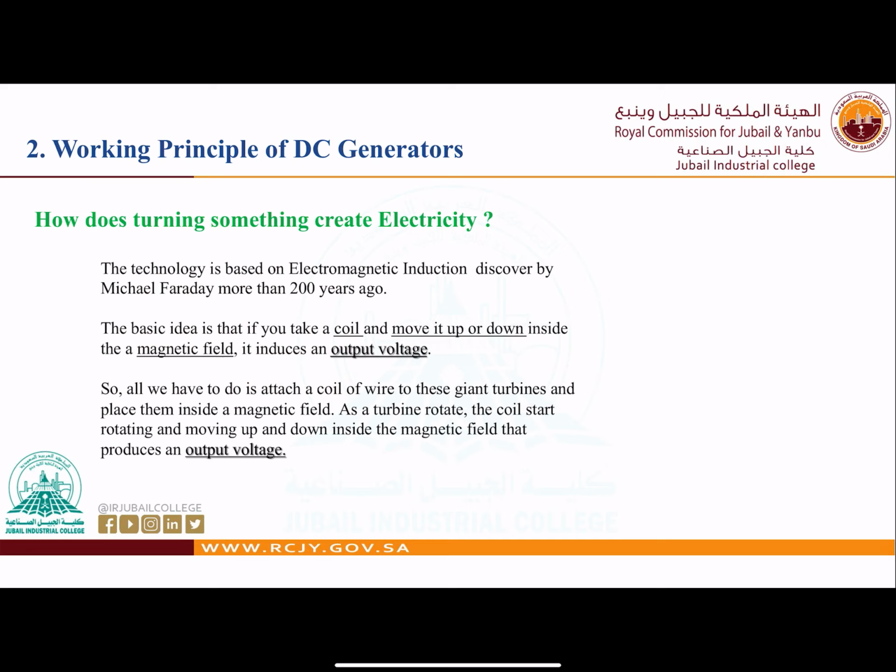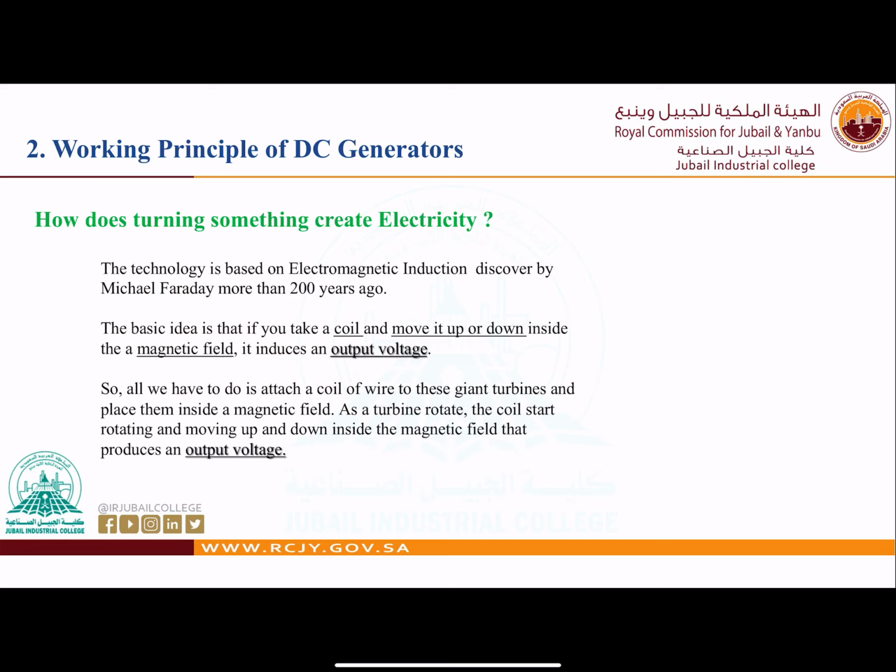The basic idea is, if we have three elements, ya shabab, the first is a coil. When I say coil, it means there is a number of turns, right? The second thing is movement, by up, down, or clockwise or anti-clockwise. And we have a magnetic field. If we have those three factors, we will have an output voltage.